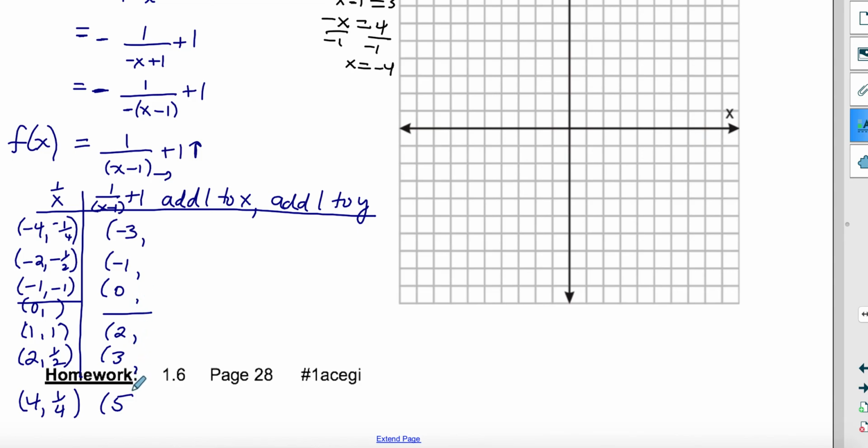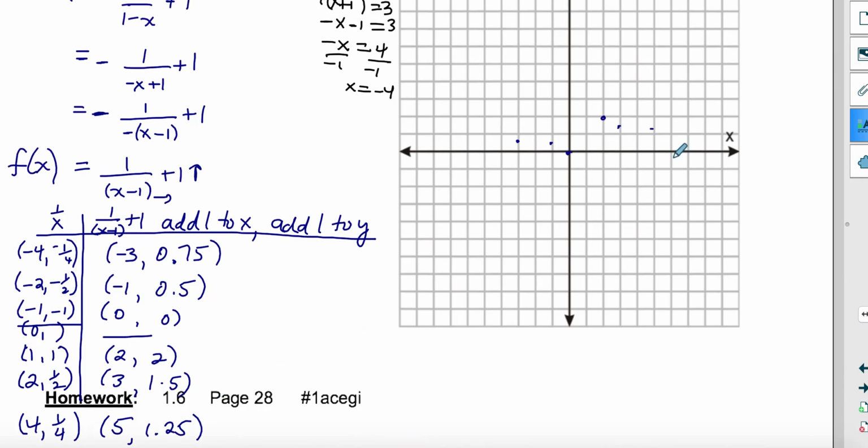Sometimes it's a little harder with fractions. If I'm at -1/4 and I add 1, now I'm at 3/4, but maybe you'd rather have decimals. If I'm at -1/2 and I add 1, now I'm at 1/2 or 0.5. If I'm at -1 and I add 1, I'm at 0. If I'm at 1, I'm at 2, and if I'm at 1/2, now I'm at 1.5. And if I'm at 1/4, now I'm at 1.25. So I think that doesn't give you a lot to go by, but you can kind of see the shape.